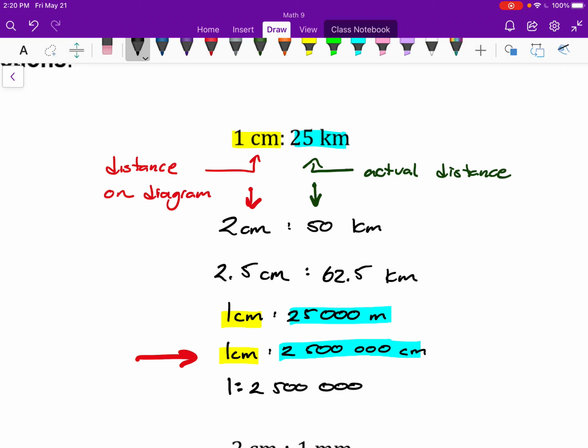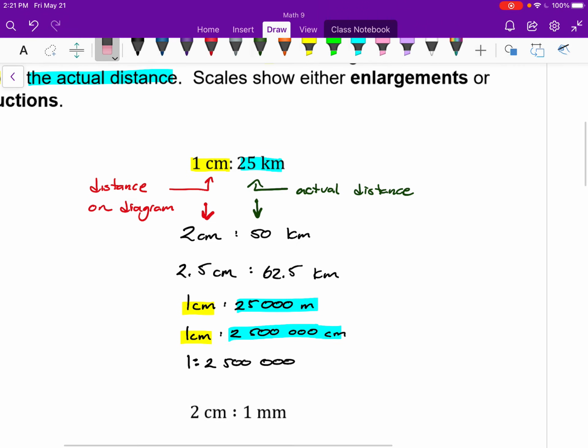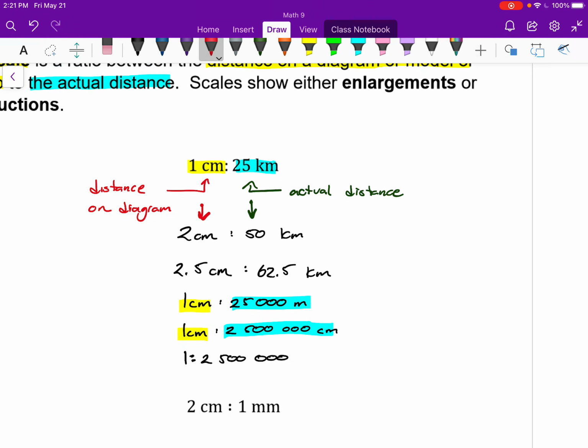So everything you see here is equivalent. I still like the first one the best, but there's lots and lots of ways of writing these ratios. And this is definitely an example of a reduction. How do I know it's a reduction? Well, first, just thinking about it, a map is smaller than real life, and so it's a reduction.